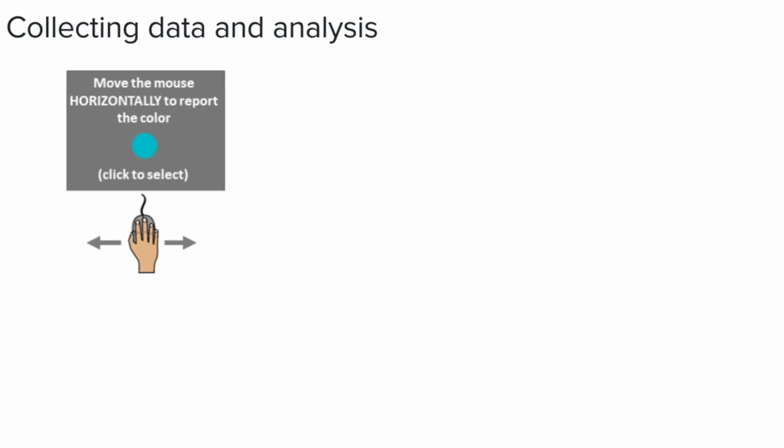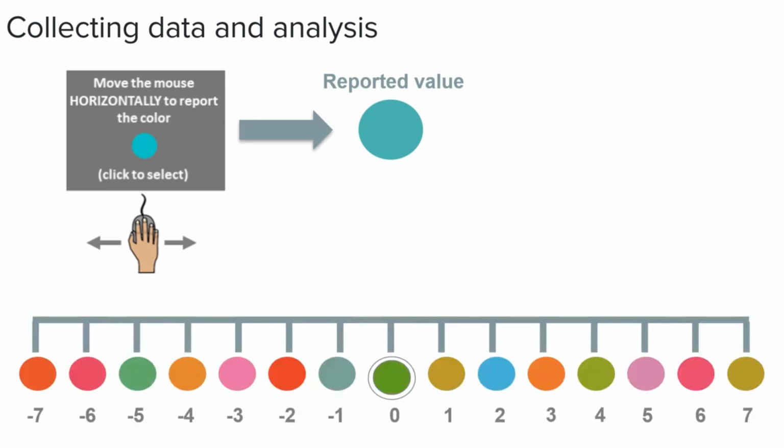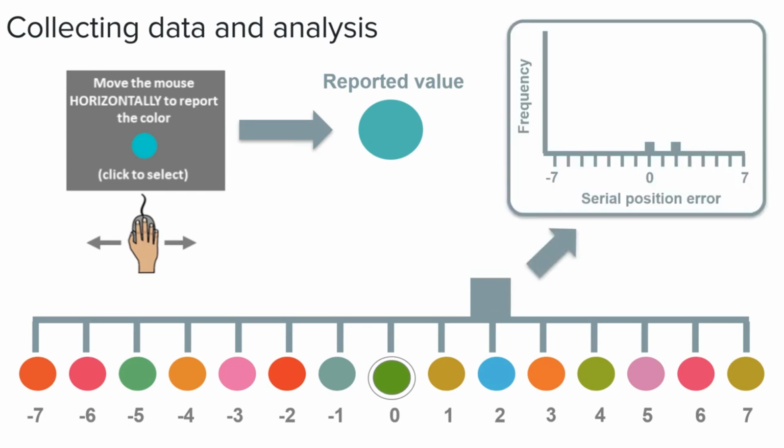At the end of every trial, participants are presented with a report screen where they move the mouse horizontally to update the test disk and then click when they find a color that best matches memory. This gives us a reported value which we can then compare to the true values presented to calculate an error. Doing this for every trial and every subject gives us a distribution of serial position error.